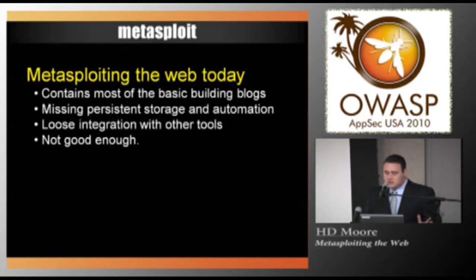We've got most of the building blocks. We're missing persistent storage and automation. We don't have really good DB schemas set aside for it. There's loose integration with the tools, nothing really out there yet. And it's just not good enough. So we're looking at doing web application security testing with Metasploit and even with our commercial products, and we couldn't really find a good way to take what we had today and use it for anything. We're probably an 80% solution, and all the important parts are missing right now. All the glue's gone. So we said enough is enough, let's do this thing right.